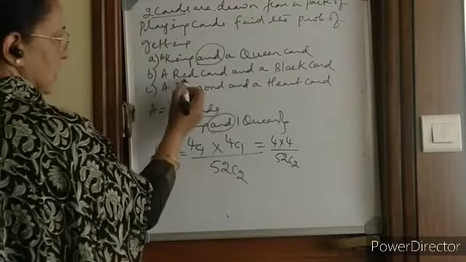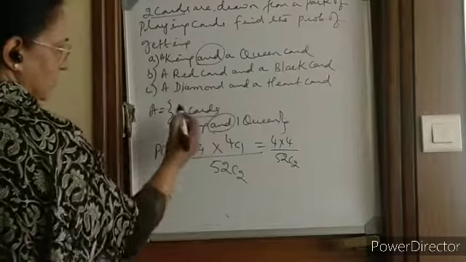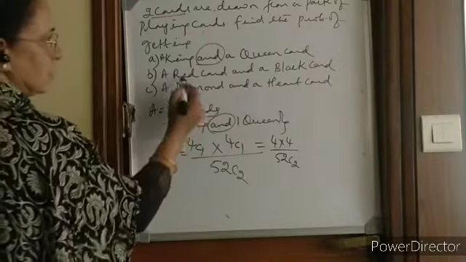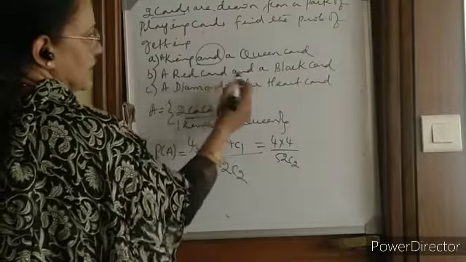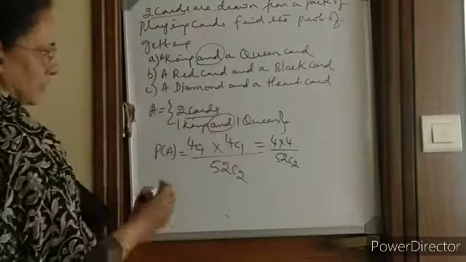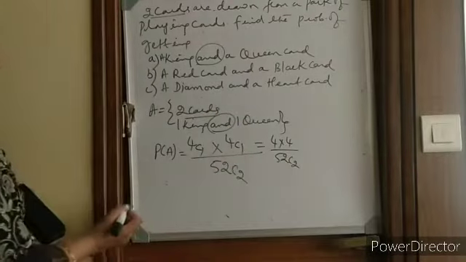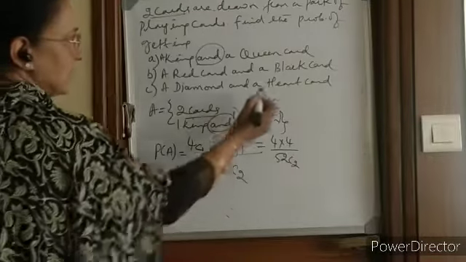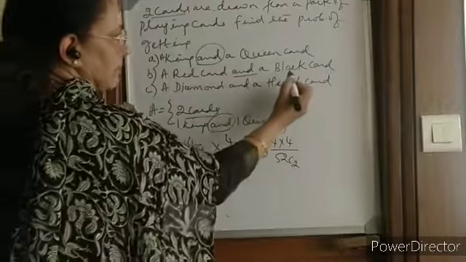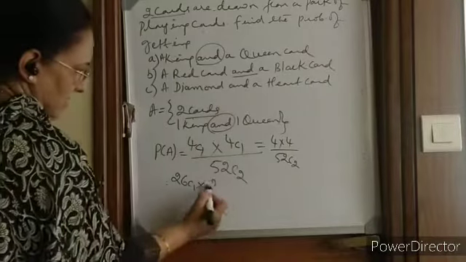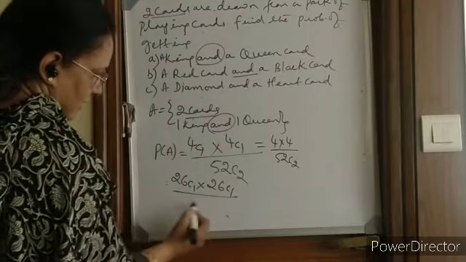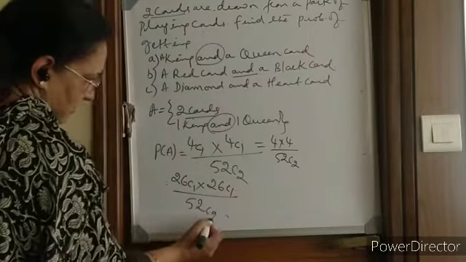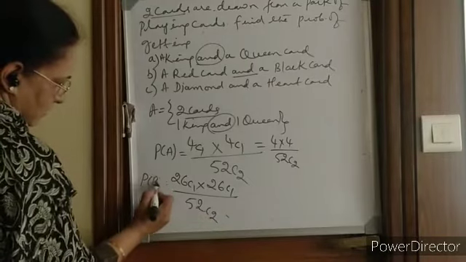Now next one, same way you take here. So probability of B. Now 2 cards are there. One should be red and the other one should be black. So red cards how many are there? So 26. So 26C1 into, now and is there, so we put multiplication. Black card 26 are there. So 26C1 divided by 52C2. This will be your probability of B.